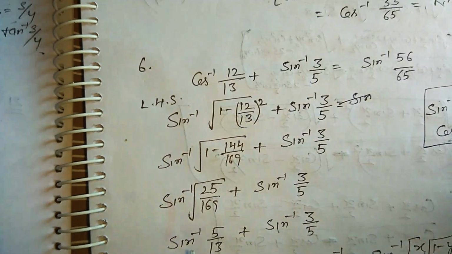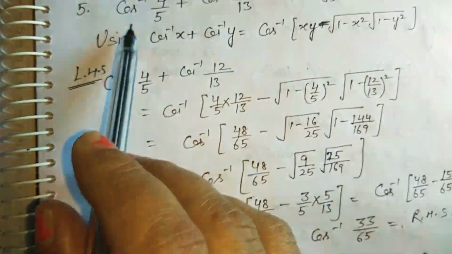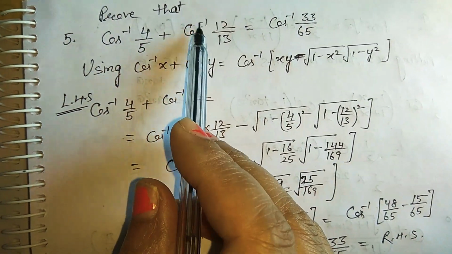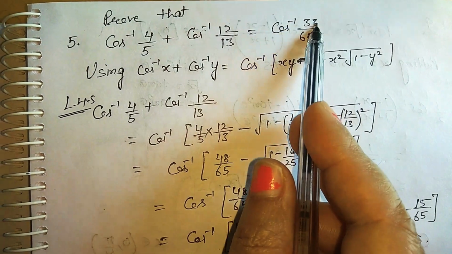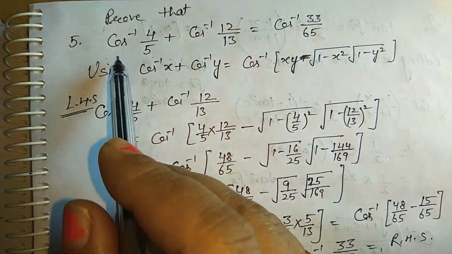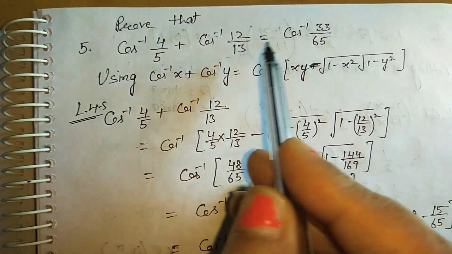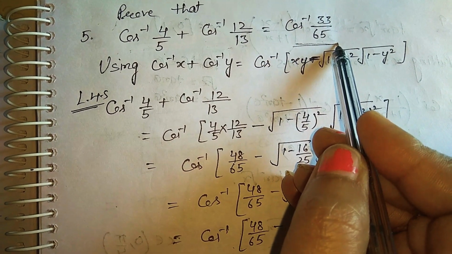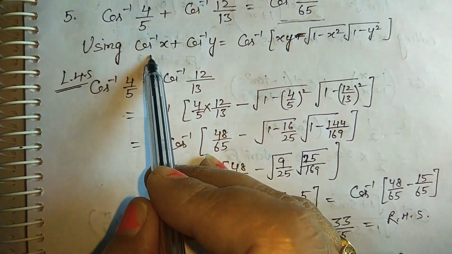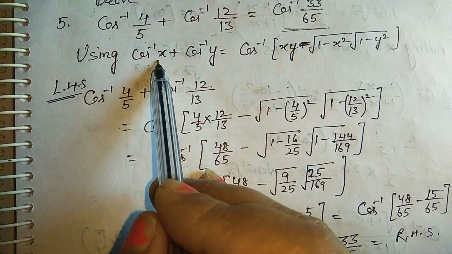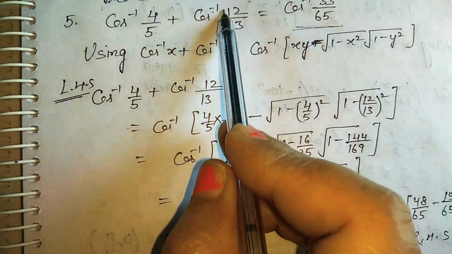Now, question number 5. Prove that cos inverse 4 by 5 plus cos inverse 12 by 13 is equal to cos inverse 33 by 65. In the left hand side both are cos inverse, and the right hand side also has cos inverse. Then we can use one formula. Please learn this formula.